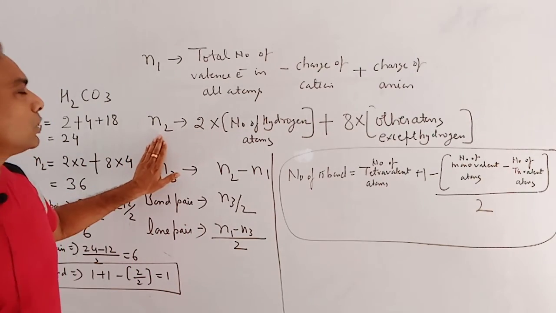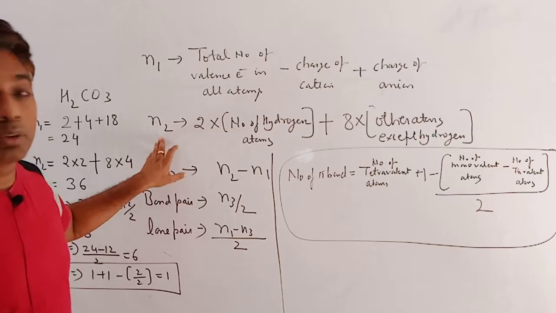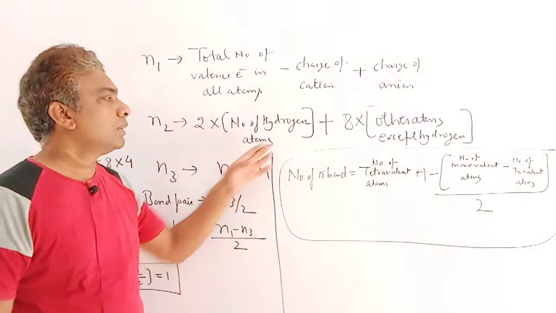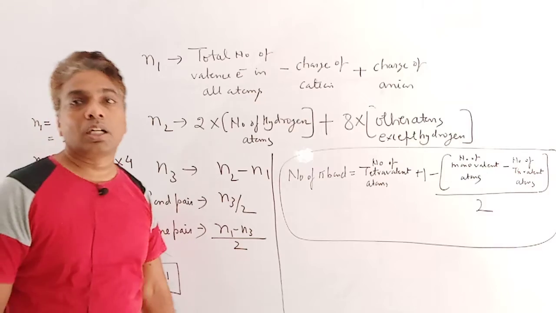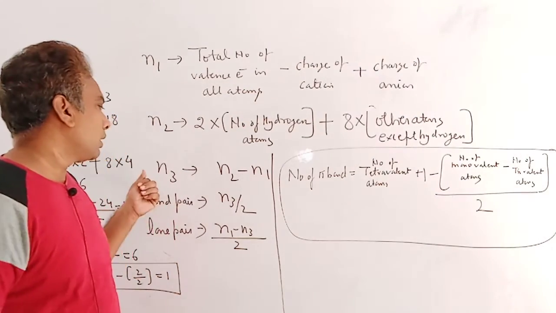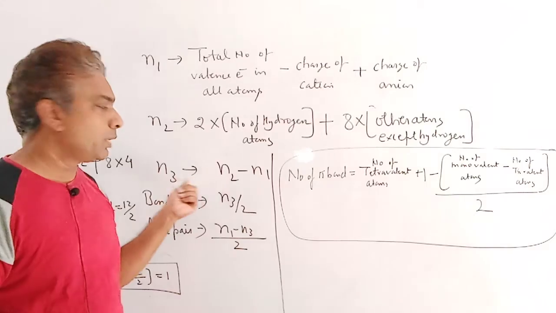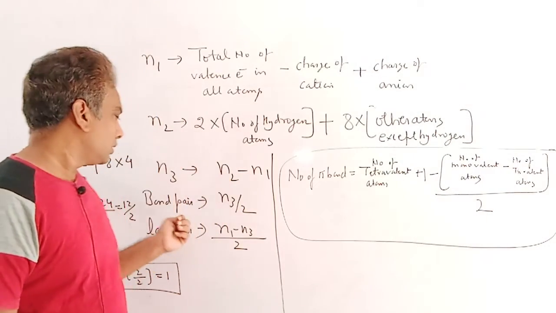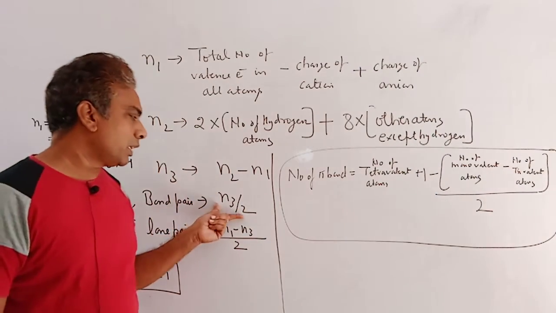So after calculation of N1, calculate N2. N2 is 2 into the number of hydrogen atoms plus 8 into other atoms except hydrogen. Clear? So N3 will be N2 minus N1. Then bond pair will be N3 divided by 2.